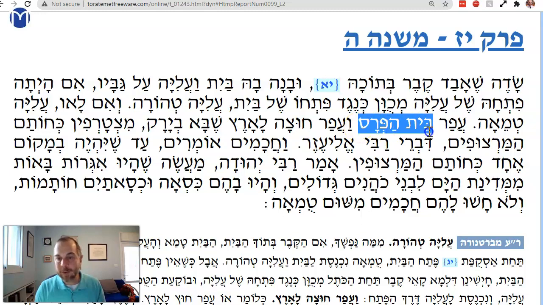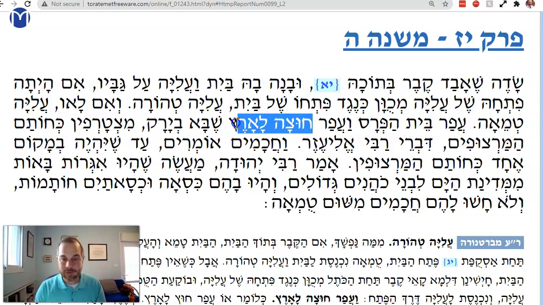Says the Mishnah, afar Beit Hapras. If you have dirt from Beit Hapras, from that tamei field, afar chutz laaretz, and the dirt of chutz laaretz is also tamei. Sheba biyarak. It was imported. It was included in yarak, in vegetation. You know, you brought in your cucumbers from chutz laaretz, and it had dirt on it. Mitztarfim kechotam hamartzupim, says Rabbi Eliezer.